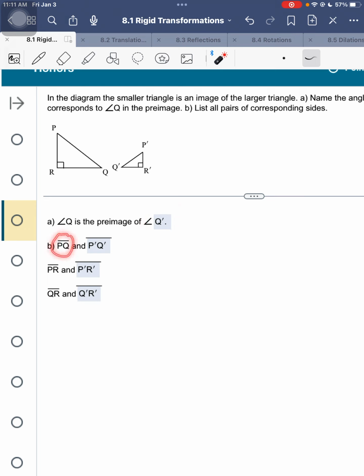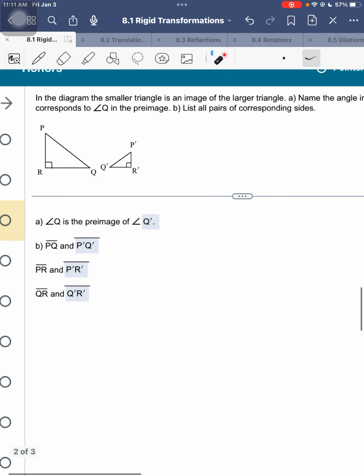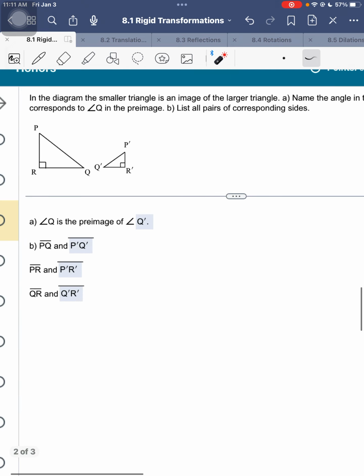Line segment PQ, this one, and PQ prime. What's it asking? Name the angle in the image that corresponds to Q in the pre-image. That's A. And list all pairs of corresponding sides. So line segment PQ and line segment P prime Q prime. Line segment PR, line segment P prime R prime, and so on and so forth. That's it.